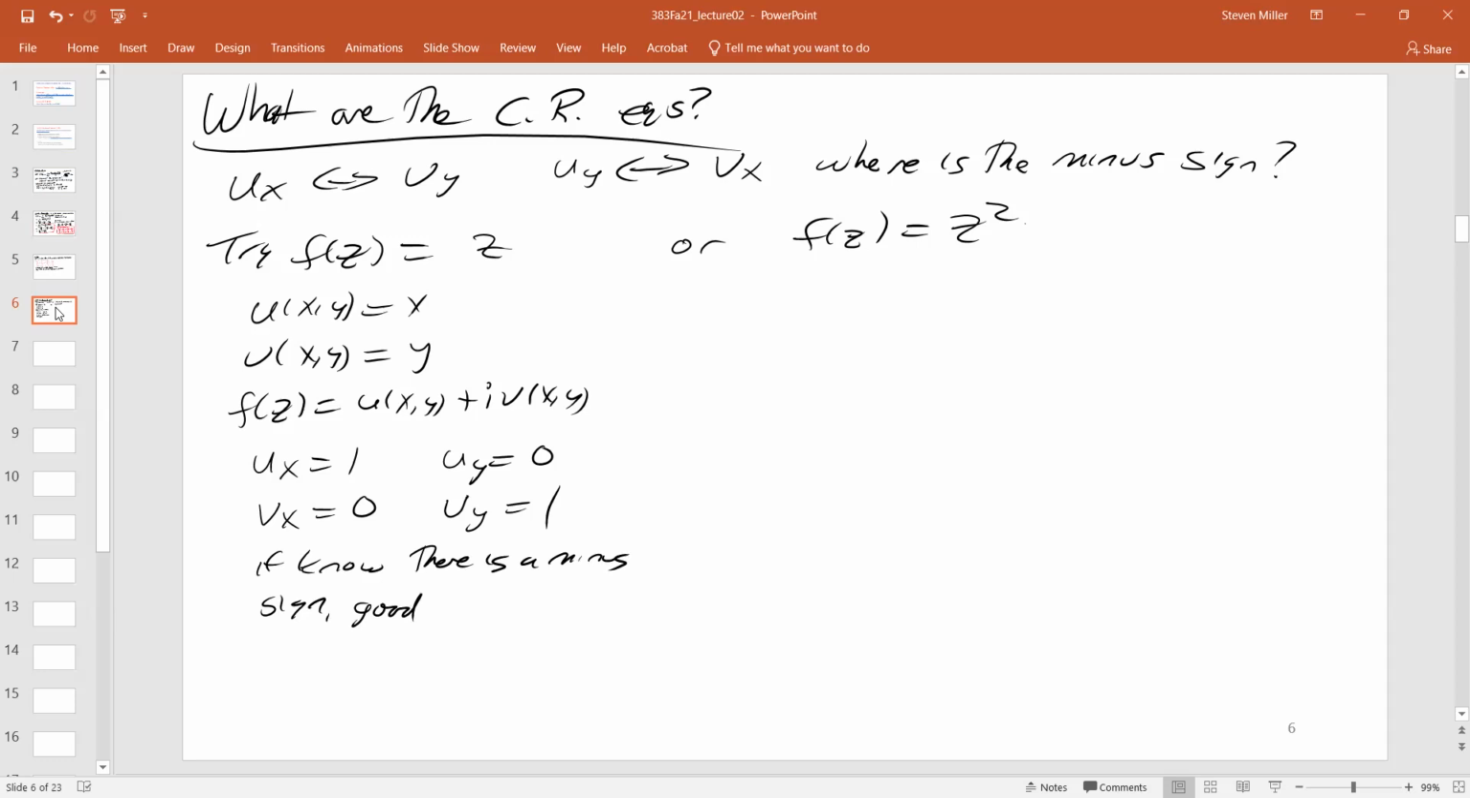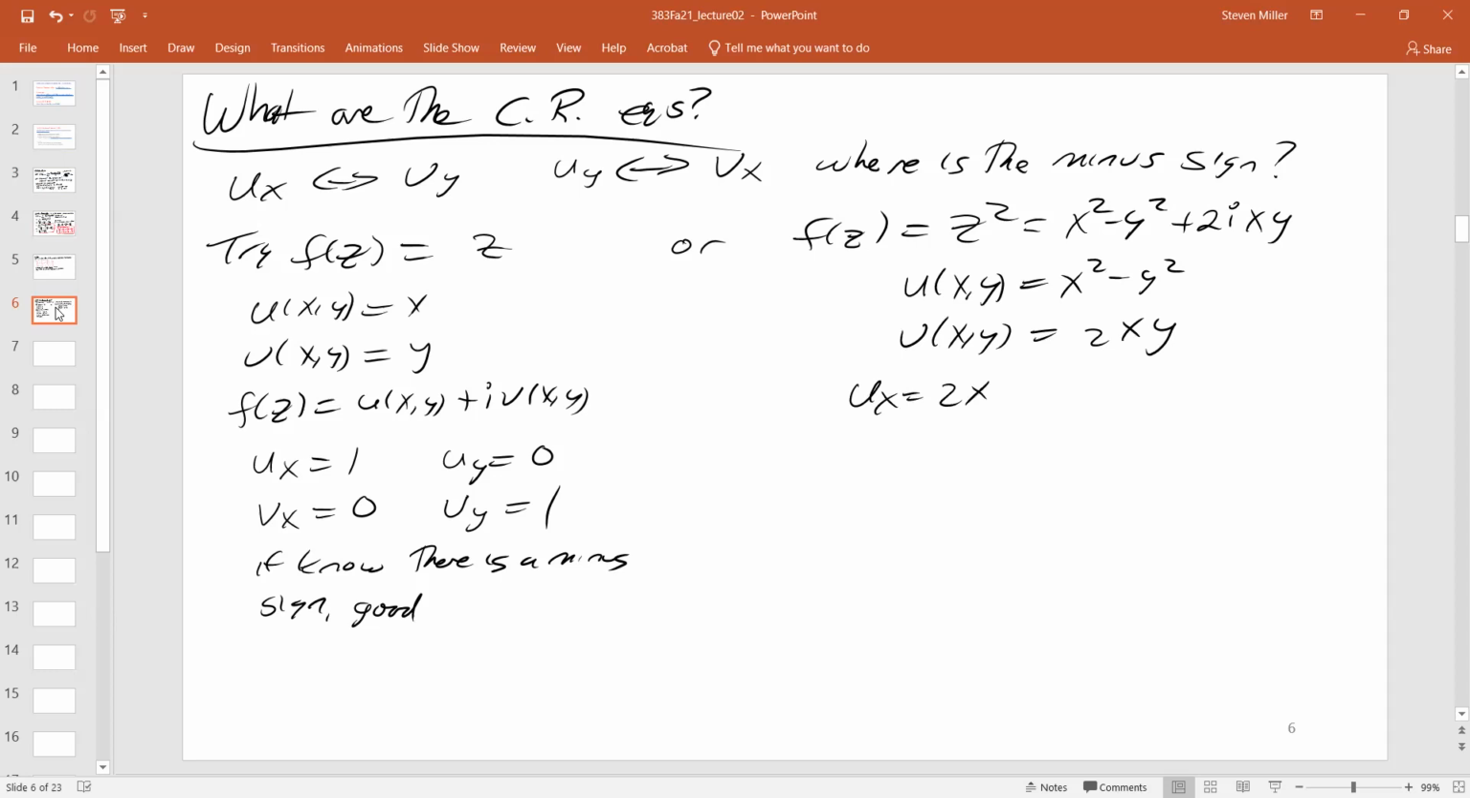If we do z squared, this is going to be x squared minus y squared plus 2ixy. And so now you would have u of xy is x squared minus y squared, v of xy is 2xy. And so this would be a more interesting example. So when you do this, you would now get the derivative of u with respect to x is 2x. The derivative of u with respect to y is negative 2y. The derivative of v with respect to x is 2y. And the derivative of v with respect to y is 2x. And that's a much better example.